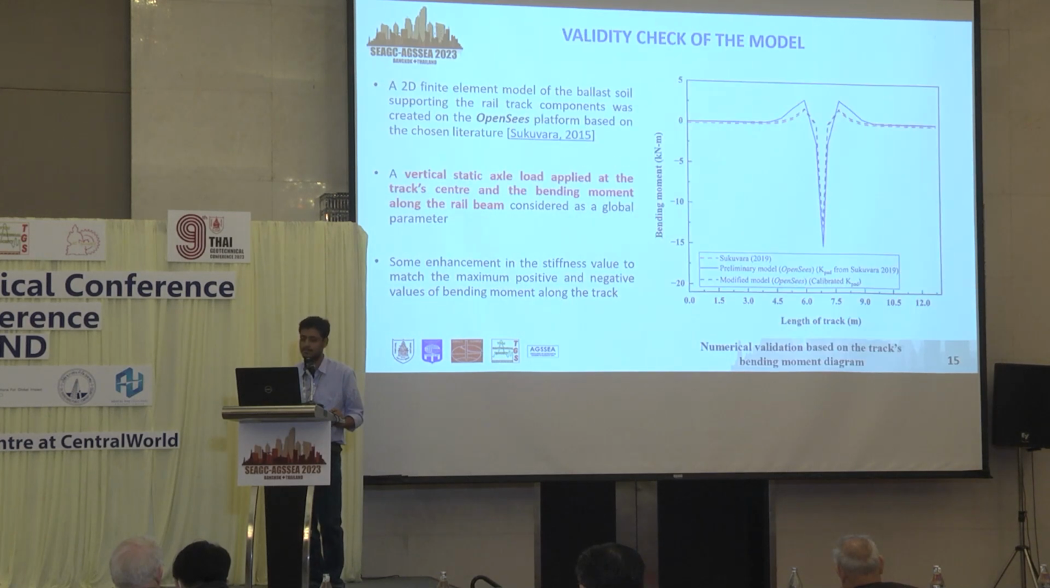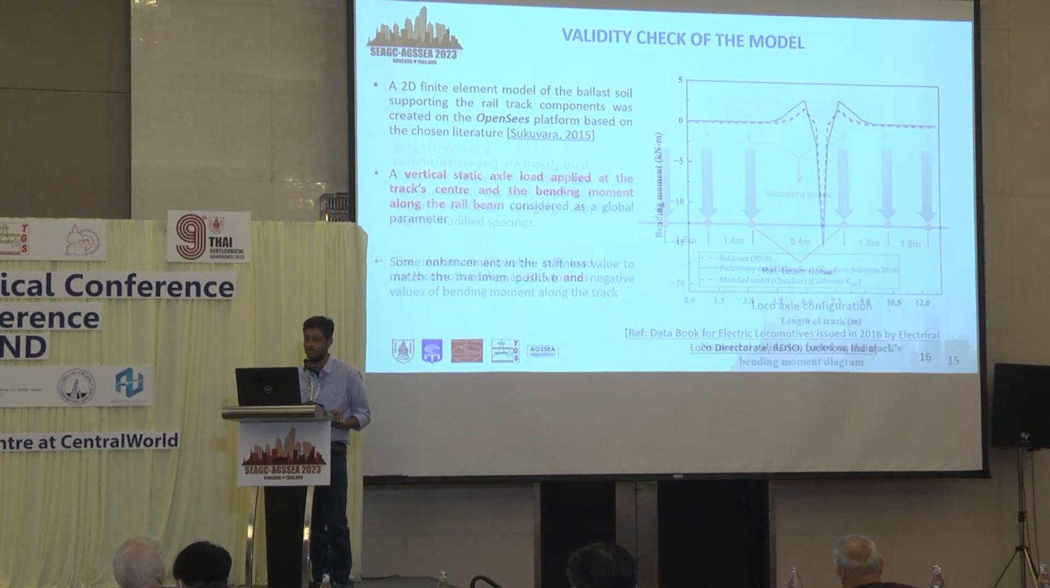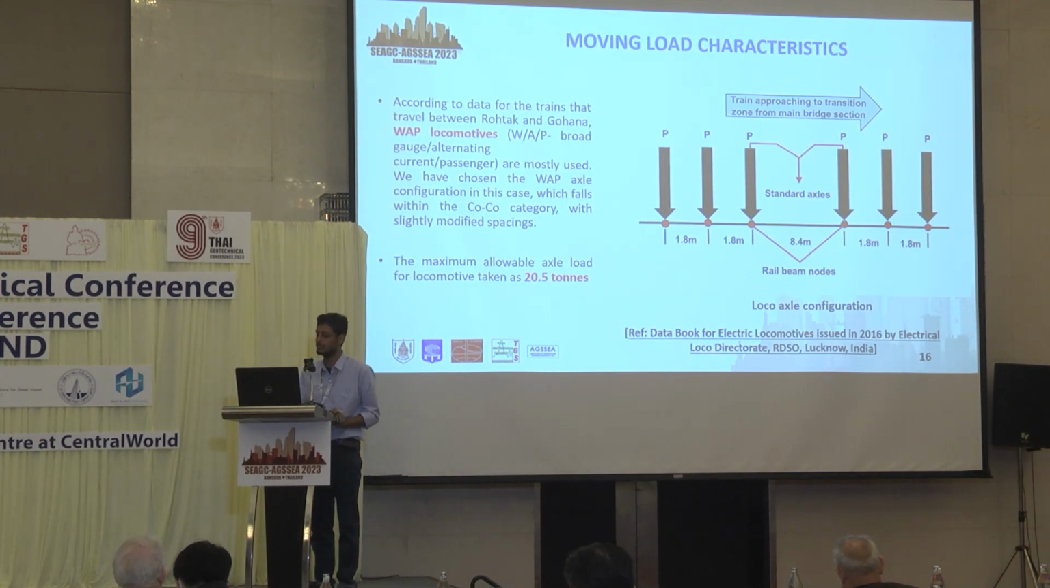So coming to the validity check, we have chosen an earlier research by Sugubara, and we have found that it is a very good match with the previous model. So this is the moving load that we have obtained. This is a standard axle load. We have chosen the maximum axle load of around 20.5 ton, and this is the moving load diagram.